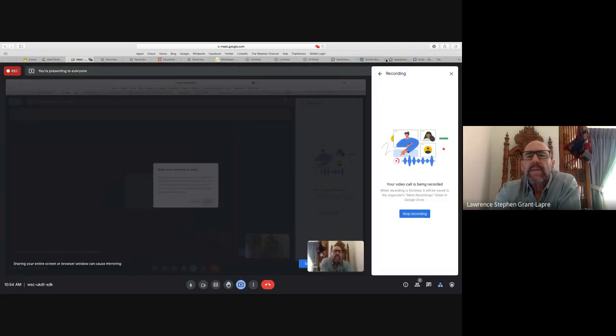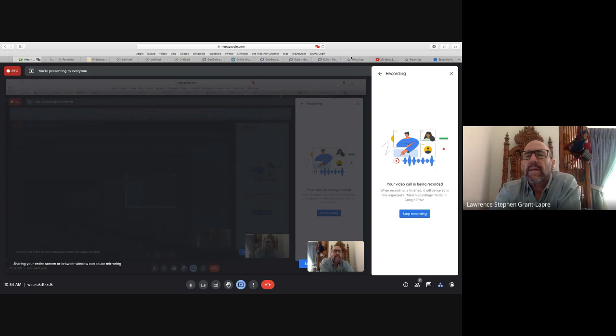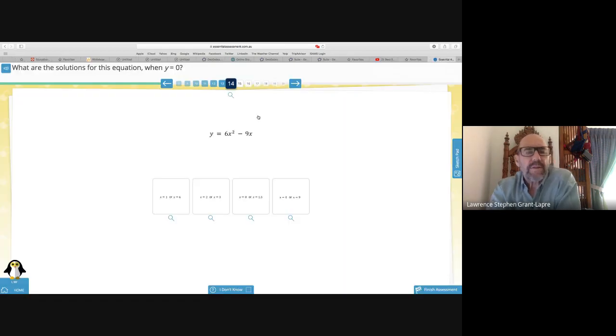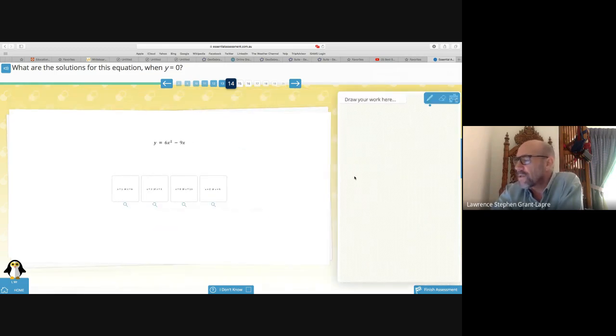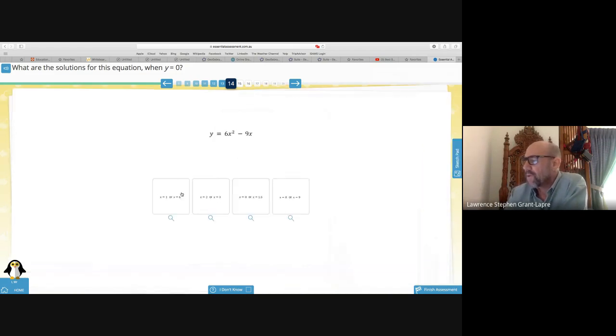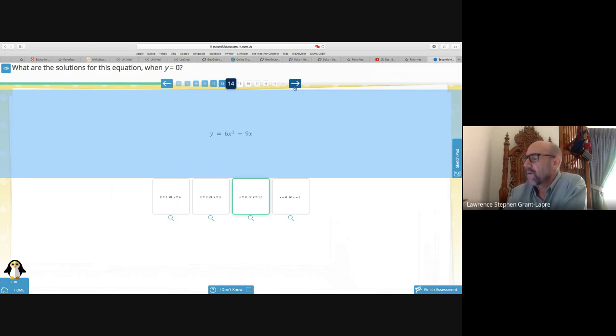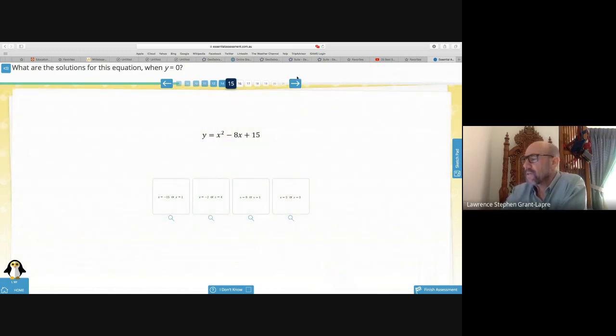All right, so let's have a look at some more of these questions that are in our level 10, 11, nonlinear relations. What are the solutions for this equation? I think we just finished looking at this equation, and we finished with x equals 0, x equals 1.5. Let's look at what are the solutions for this equation.